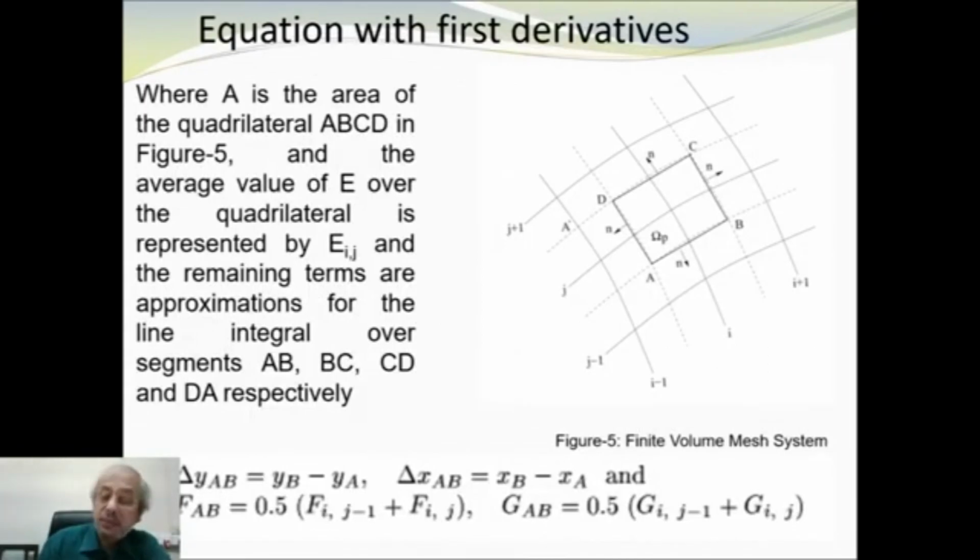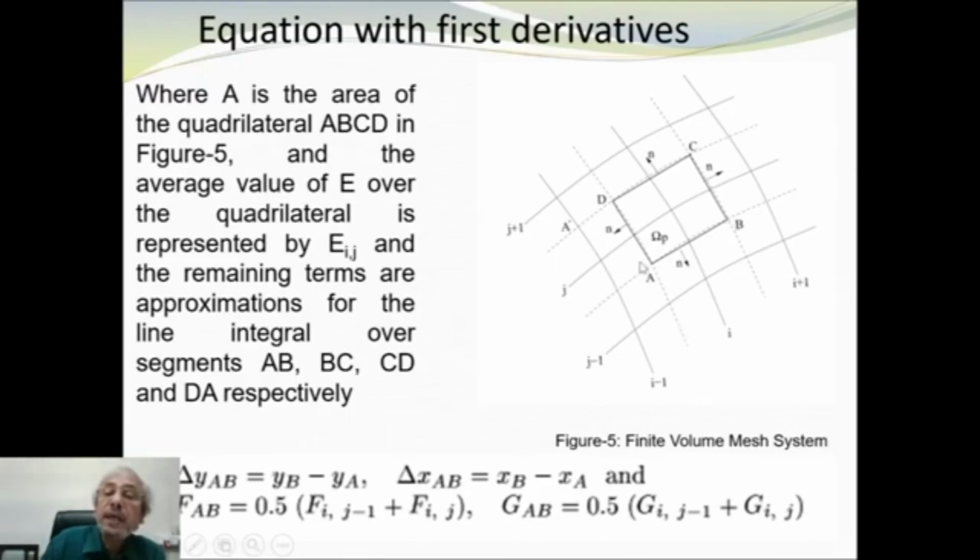That will be the governing equation. So how to execute this? We have already explained that A is the area of this quadrilateral and AB, BC, CD, DA are the sides. The average value of E over the quadrilateral is represented by E_ij, and the remaining terms are approximations for the line integral over the segments AB, BC, CD and DA.